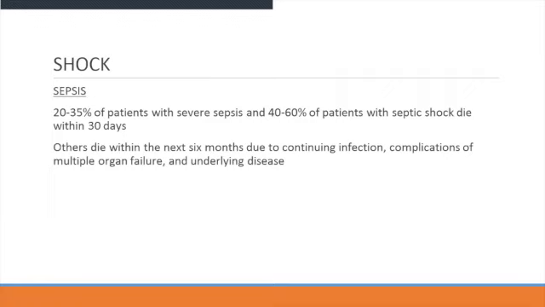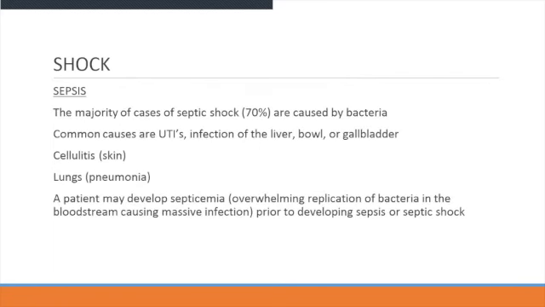20 to 35% of patients with severe sepsis and 40 to 60% of patients with septic shock die within 30 days. Others die within 6 months due to continuing infections, complications of multiple organ failure, and also other underlying diseases.